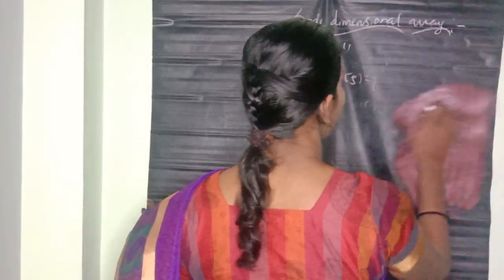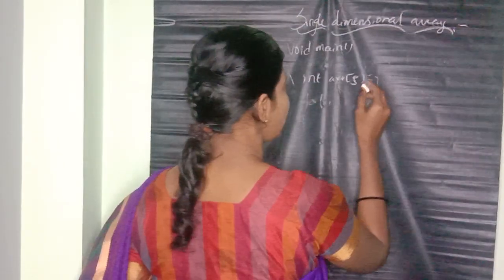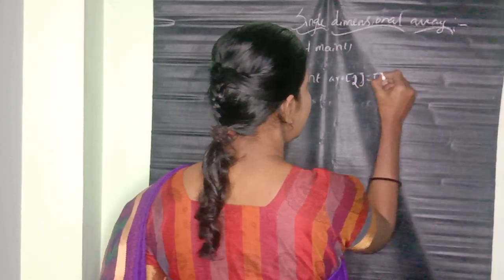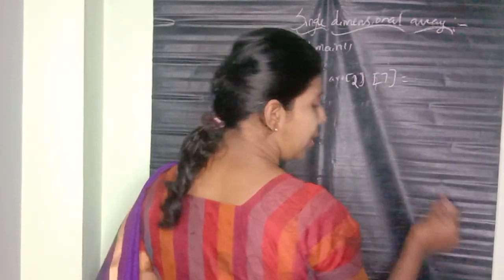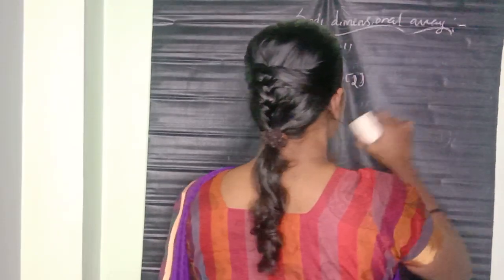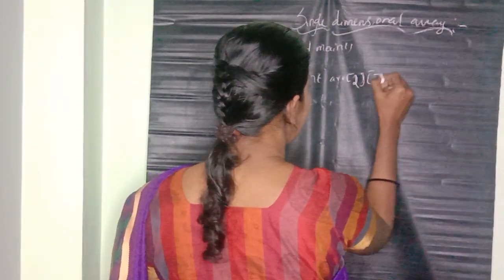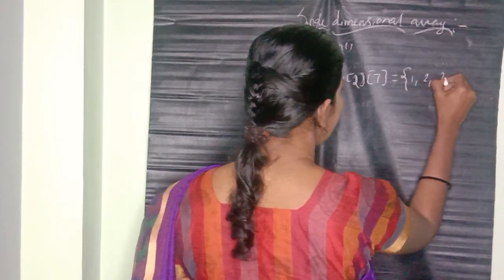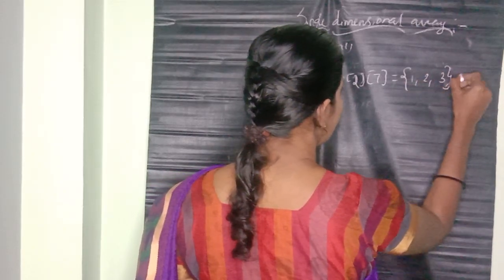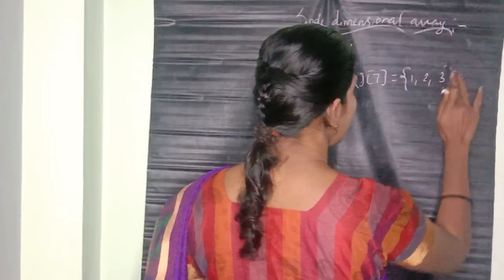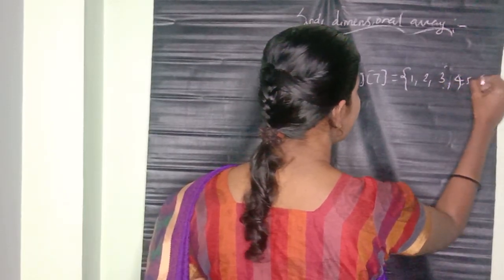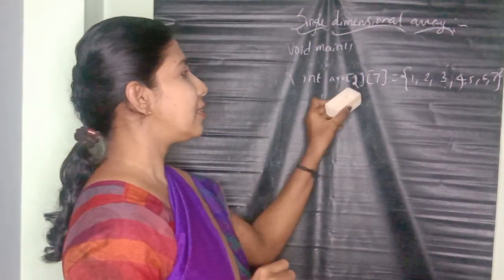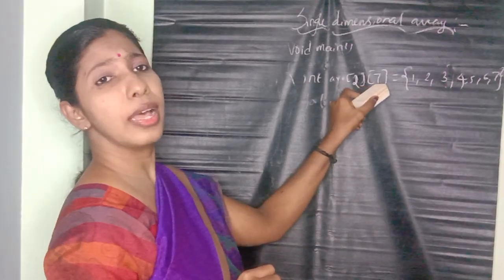Now third, what is the two-dimensional array? Two-dimensional array: array of 2 and 7 is equal to 1, 2, 3, 4, 5, 6, 7. Make a note of it. Array consists of 7 elements. This is for row, this is for column.